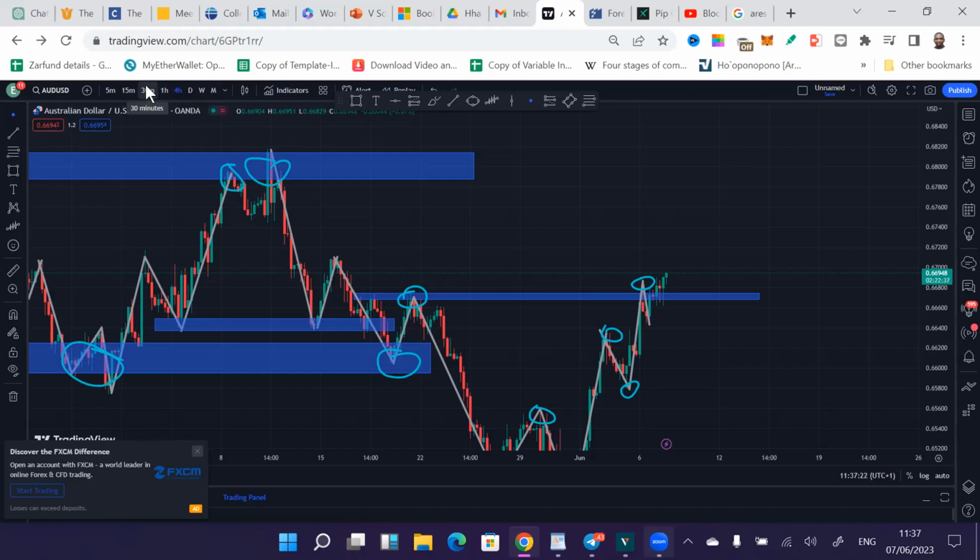You can trade on 30-minute time frame, 15-minute time frame. You can trade on any time frame. It's not a problem. But the ones that have the possibility of stronger resistance and support is usually the higher time frame, like the 4 hour.